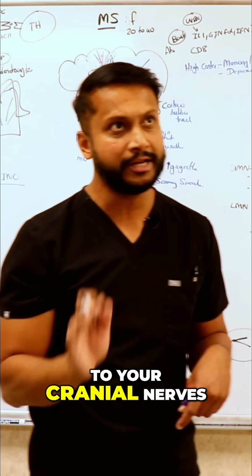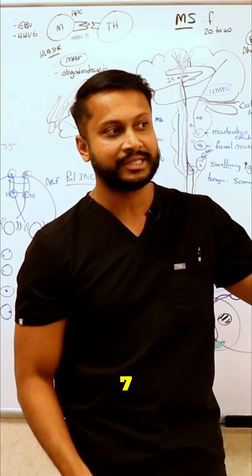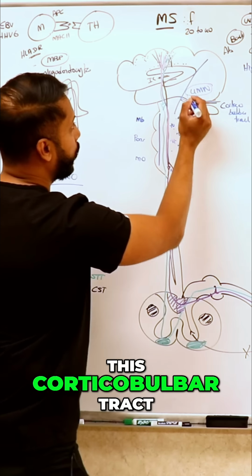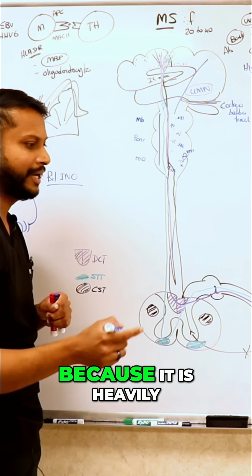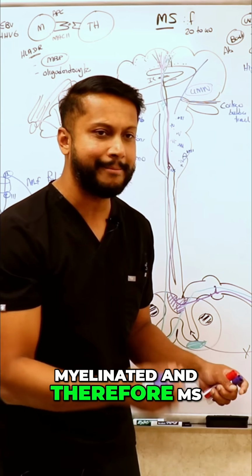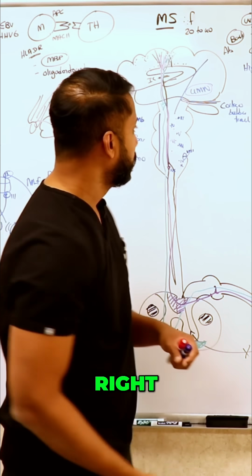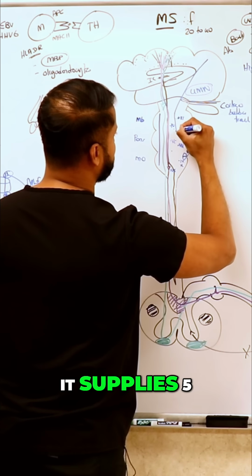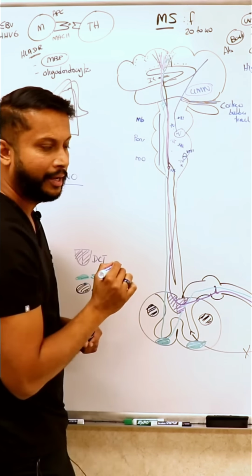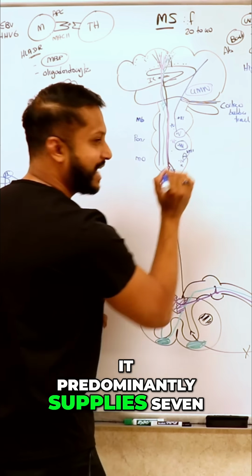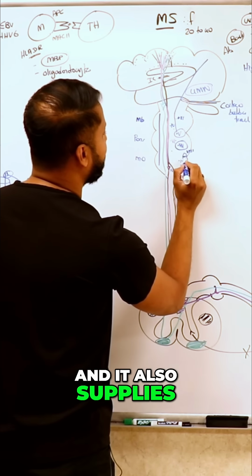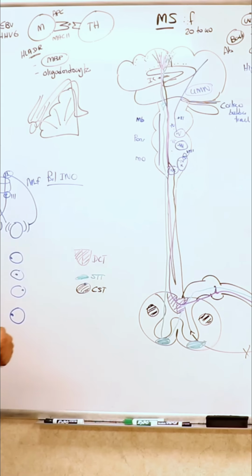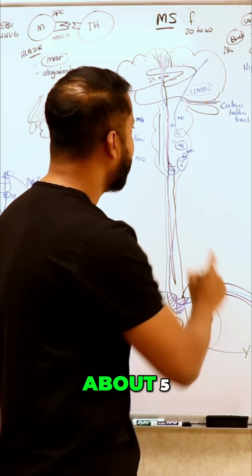So when it comes to your cranial nerves, I want to remember 5, 7, 9, 10 and 12. So if I knock out this corticobulbar tract, because it is heavily myelinated and therefore MS is going to knock it out, right? Now what this predominantly supplies, what you need to know about, is 5, okay? It predominantly supplies 7 and it also supplies your 9, 10 and your 12.